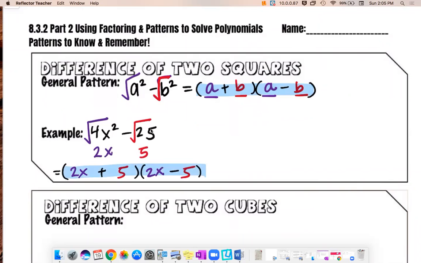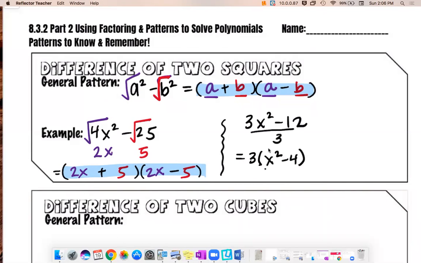Okay, and then they could get a little bit meaner, and they could be like this, where you have 3x squared minus 12. Now, if I tried to do the square root of each of these, I can't do the square root of 3 and I can't do the square root of 12, so I'm kind of stuck. The first thing you would want to do is see if there's a greatest common factor. I think there's a number I can divide out of both of these. I can divide by 3. 3x squared divided by 3 becomes x squared, and negative 12 divided by 3 becomes negative 4. So you're just factoring out a 3 to begin with.